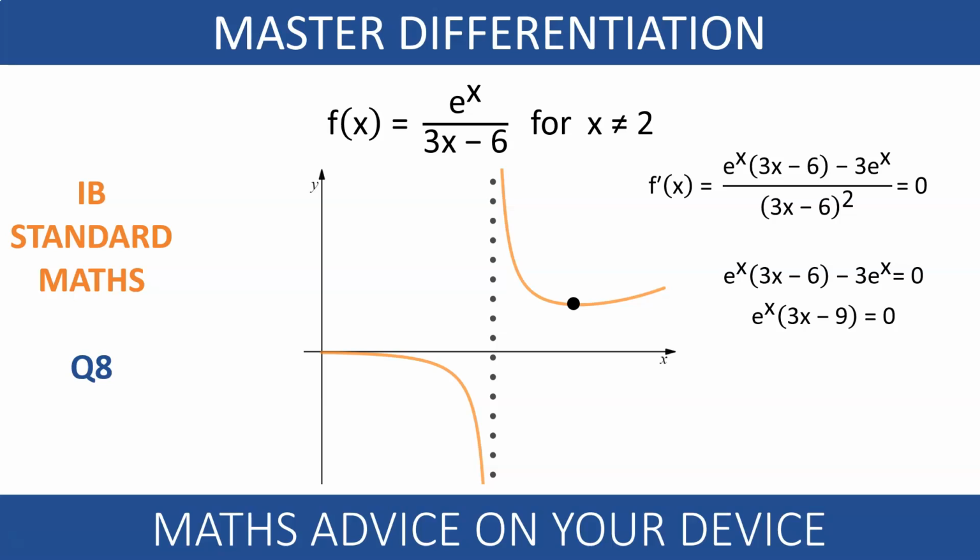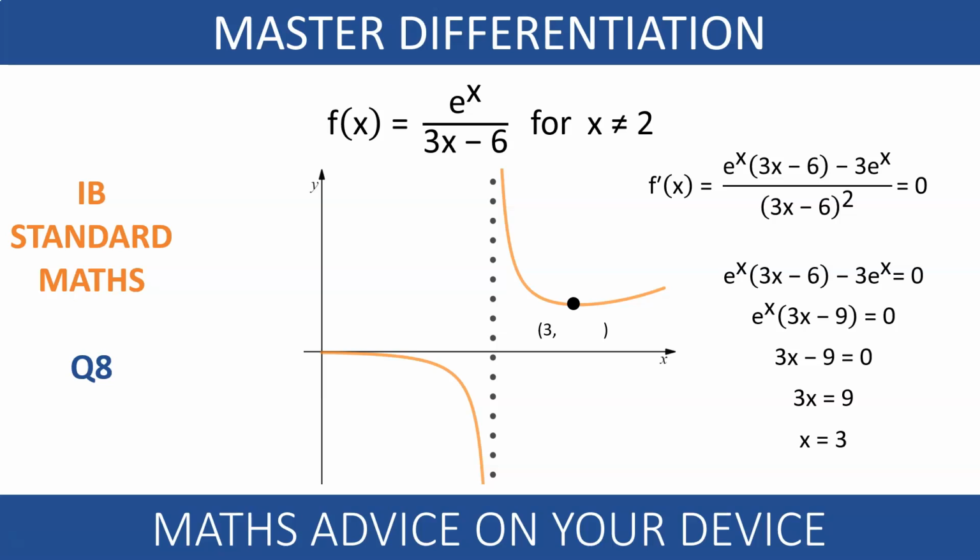We can easily see that to make this product 0, either e^x must be 0 or 3x minus 9 must be 0. e^x is never 0 because e is a positive number, but 3x minus 9 is 0 when x equals 3, the first coordinate of the minimum.